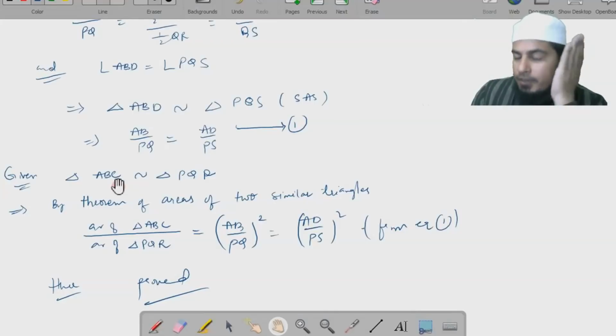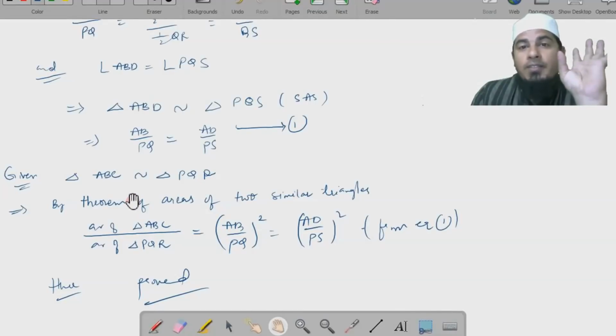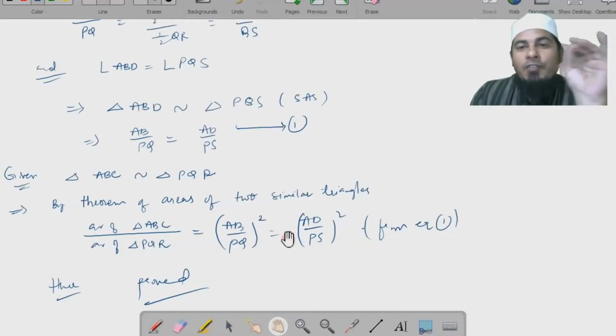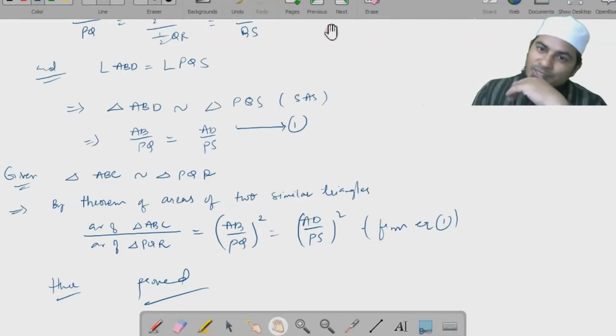Given that triangle ABC and triangle PQR are similar, by the theorem of the areas of two similar triangles, what can we write? Area of triangle ABC by area of triangle PQR is equal to AB by PQ whole square. Instead of AB by PQ, I can write AD by PS also. And here we prove that the ratio of the areas of two similar triangles is equal to the square of the ratio of their corresponding medians. Hence the solution. Let's go to the next question.